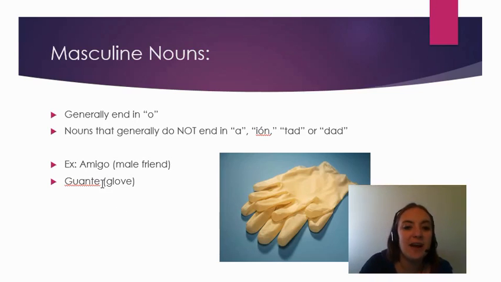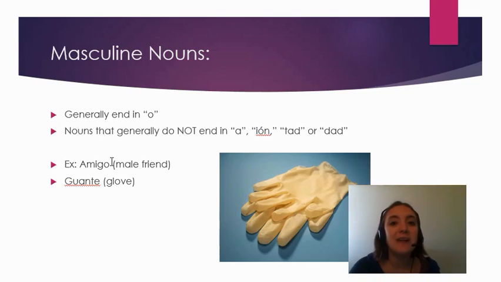For my examples, a word that ends with an O that's very similar to the word we saw for a female friend is a male friend, amigo. The only thing that changed was the A was changed to an O. With a lot of the professions or words associated with people, you'll just be changing the last letter to make something masculine or feminine. And then a word that's inanimate is guante, glove. Notice it doesn't end with an O, but it doesn't meet any of those other rules for feminine, so we assume that it's a masculine word, guante, glove.